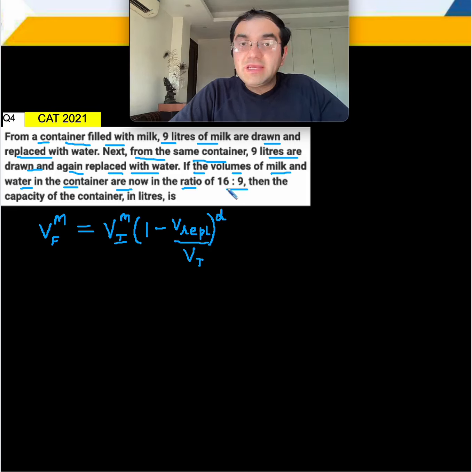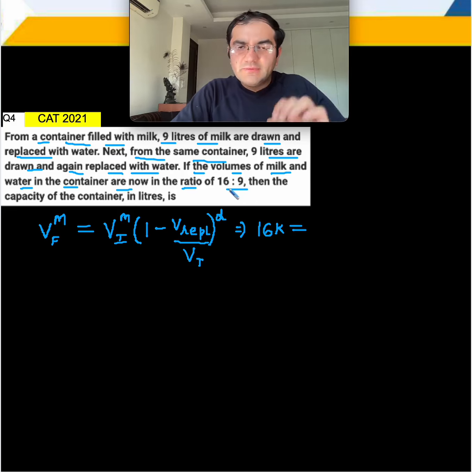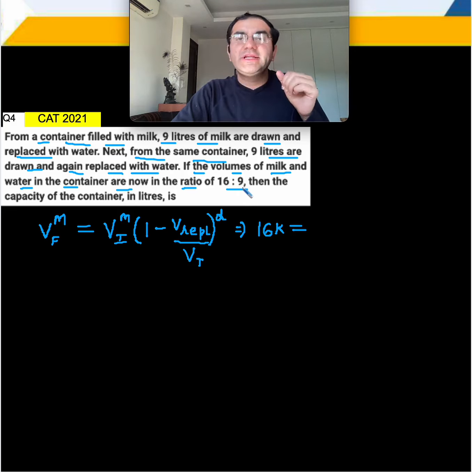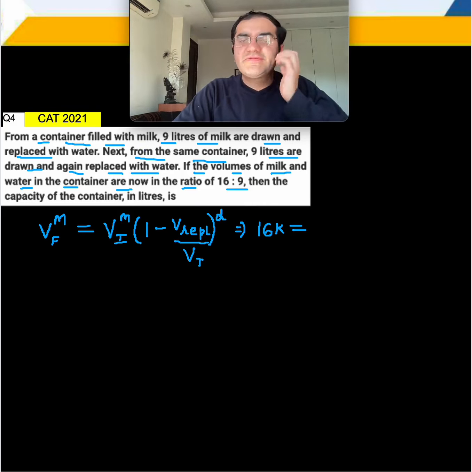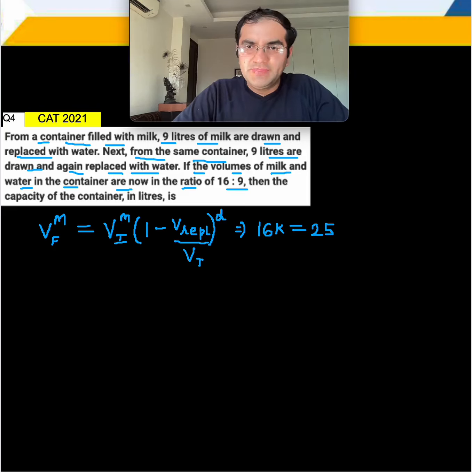So what are the volumes that I have? Final volume of the main fluid, milk, 16:9 becomes 16K. And what is the initial volume of milk inside the fluid? That will be all of it, 16 plus 9, 25K, because originally the container was filled 100% with milk. 25K, 1 minus, what is the volume that you are replacing?